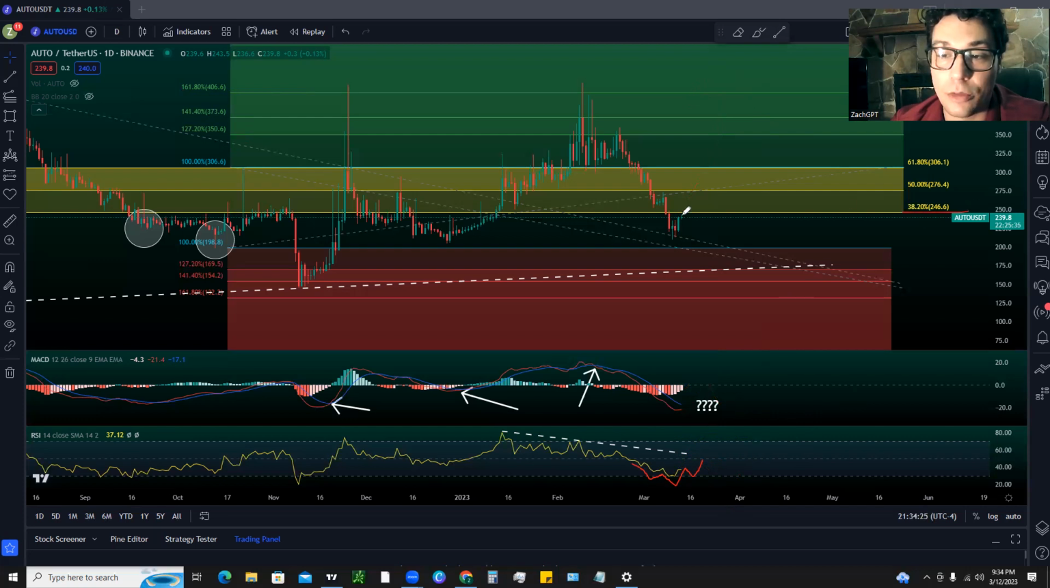Below 246, our really big major support level is going to be at 198, and below 198, our major support levels are 169 and 154. We do also have this long-term trend line from a pretty long time. So if we end up breaking that 198 level, there's a chance we could end up bouncing along this trend line at that 169 level.